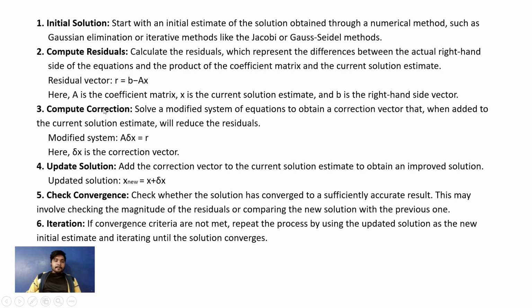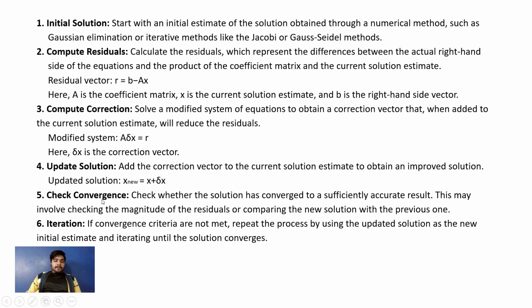The third step is compute correction. Solve a modified system of equations to obtain a correction vector that, when added to the current solution estimate, will reduce the residuals. The modified system is A delta x equals r. Here delta x is the correction vector. Update solution is the fourth step. Add the correction vector to the current solution estimate to obtain an improved solution. So the updated solution is x new equals x plus delta x.